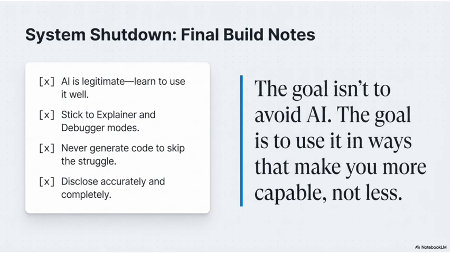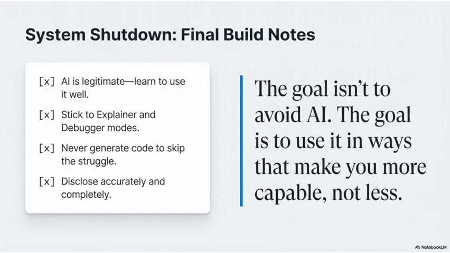System shutdown. These are four final rules that govern every AI interaction in this course. AI is legitimate. Learn to use it. The goal is not avoidance, it is skill building and mastery of the tools professionals use. Stick to explainer and debugger modes. These build understanding. Generator mode is where academic risk lives.